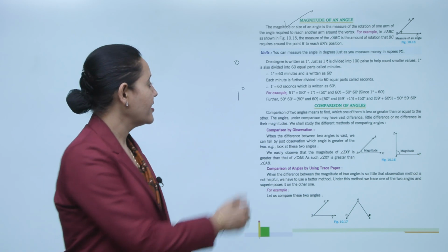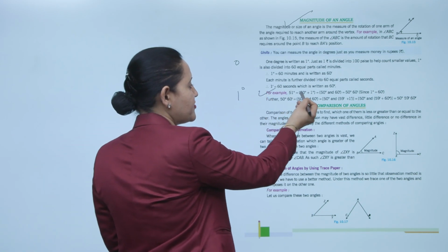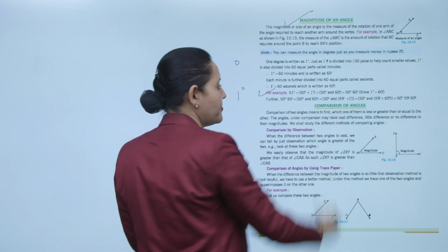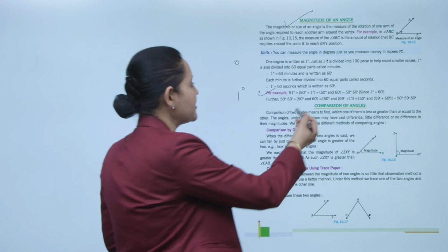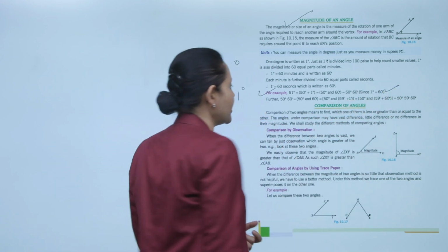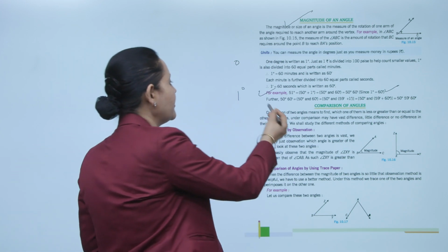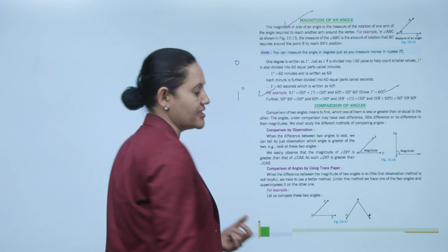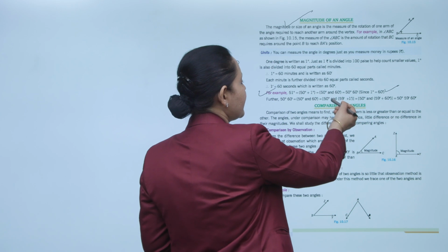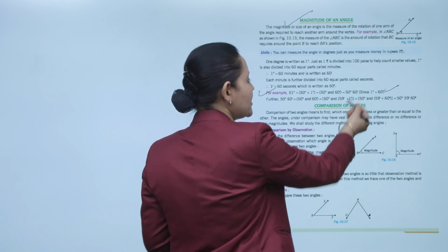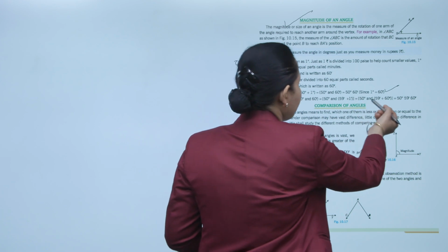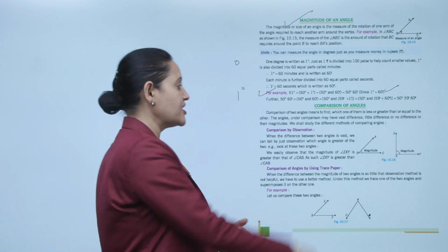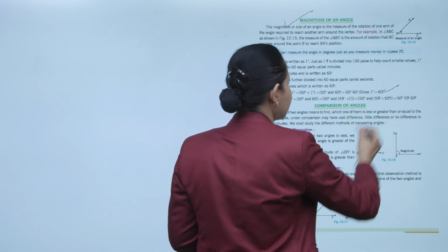For example, 51 degrees is equal to 50 degrees plus 1 degree, that is 50 degrees and 60 minutes, since 1 degree equals 60 minutes. Further, 50 degrees and 60 minutes is equal to 50 degrees and 59 minutes plus 1 minute. 1 minute equals 60 seconds. That is equal to 50 degrees, 59 minutes and 60 seconds.